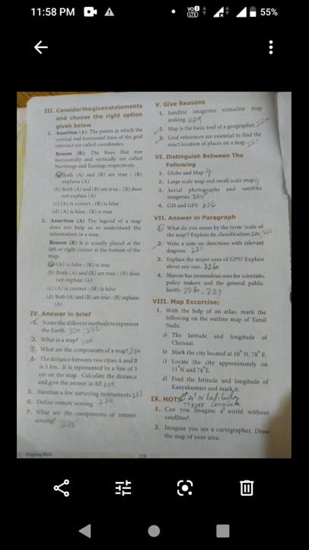Next, third question. Grid references are essential to find the exact location of places on a map. They don't give a reason. That is page number 221.